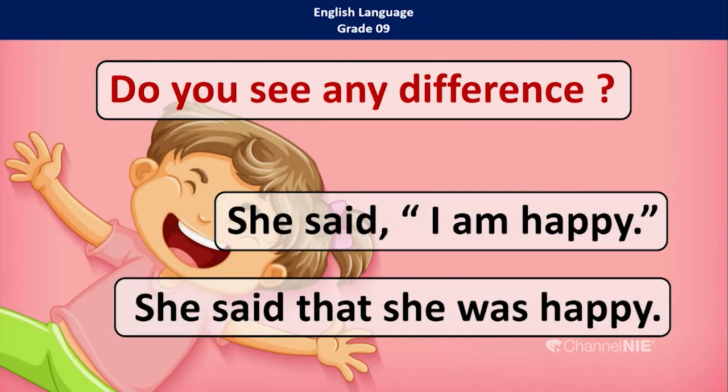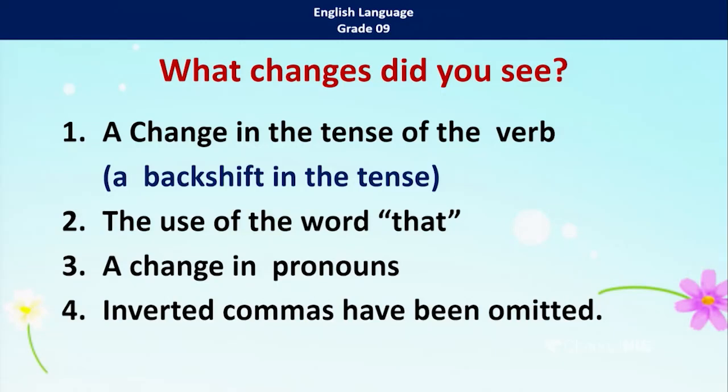What is the difference? The tense of the verb is changed. I am happy. Am is a present tense verb. And Miss Niranji, in the second one, she was happy. What is it? It is a past tense verb. Past tense. So, you can see that the tense of the verb is changed when you put that into indirect speech. Look at this. A back shift in the tense.